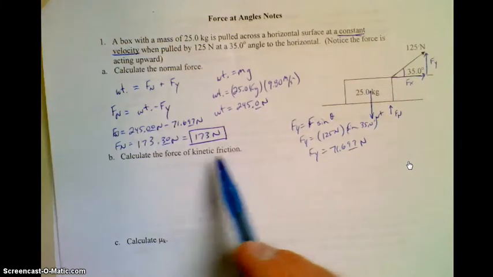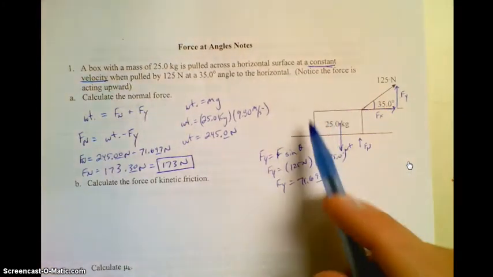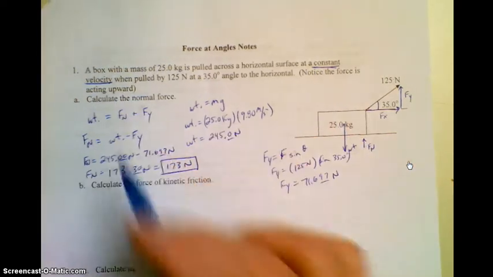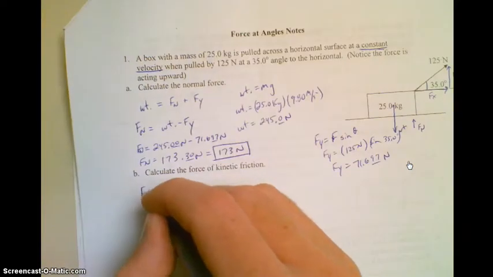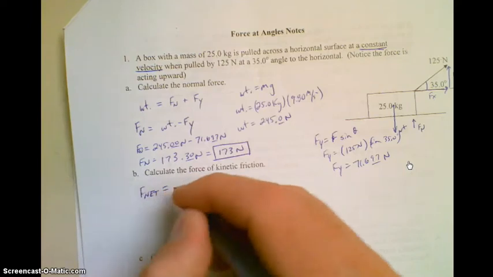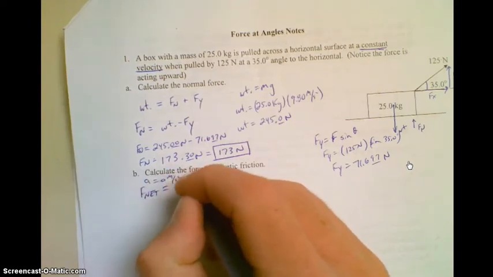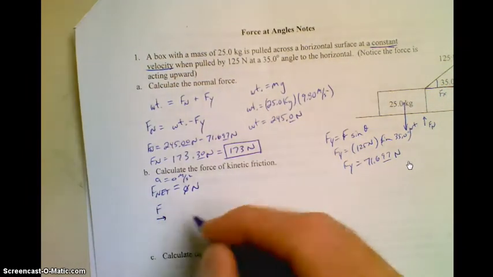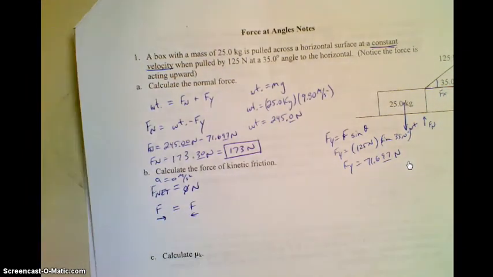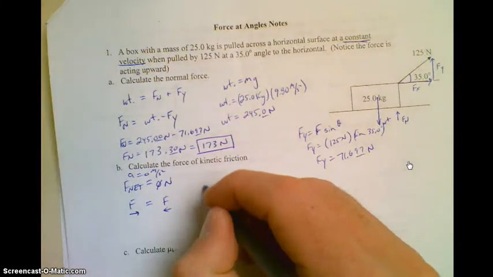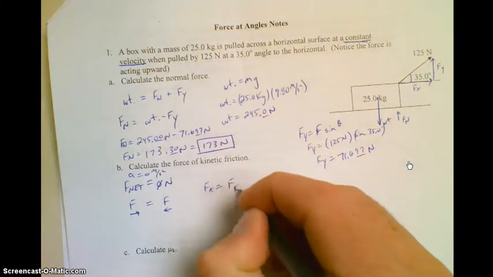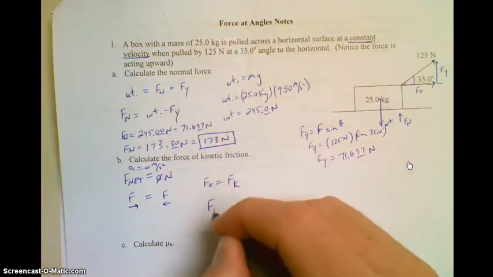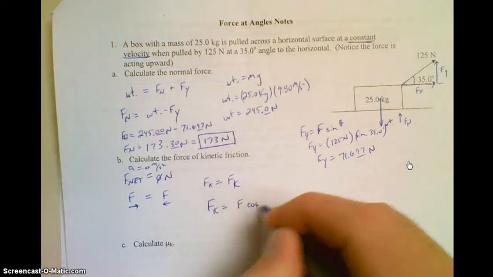How can I find the force of kinetic friction? So let's look at the forces acting on the box horizontally now. If I'm pulling with this, then it's a constant velocity. We know that the acceleration is equal to 0, so the net force is equal to 0 newtons. Therefore the forces in the direction of motion are equal to the forces that are opposing motion. So we have Fx is equal to Fk. Therefore Fk is equal to F cosine theta.